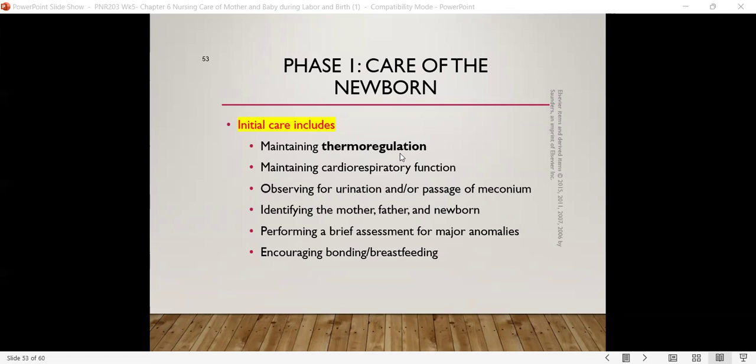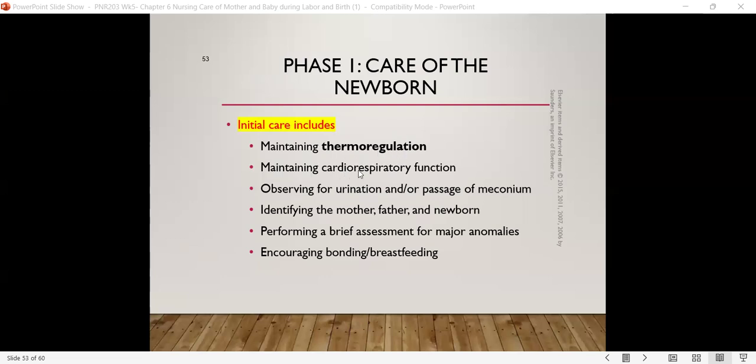I have warm blankets. So after he comes out, he's wet, and he hits this cold room. So we have a blanket, and we're going to dry him off and put the warm blanket around him and put a little hat on him to make him feel really cozy and warm.